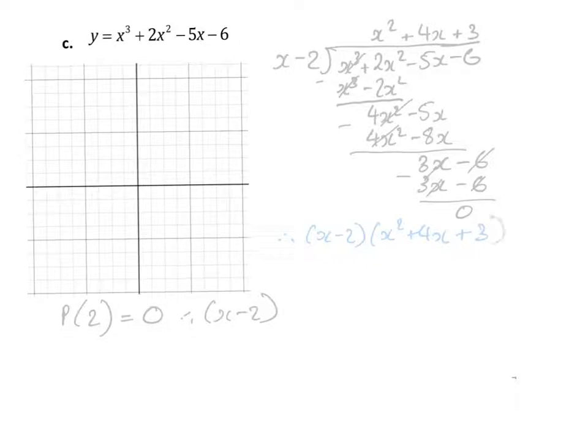Now they're not linear though, that second one's not linear. So x minus 2, and if we use our cross bridge method, 3 and 1. So our linear factors, y equals x minus 2, x plus 3, and x plus 1.